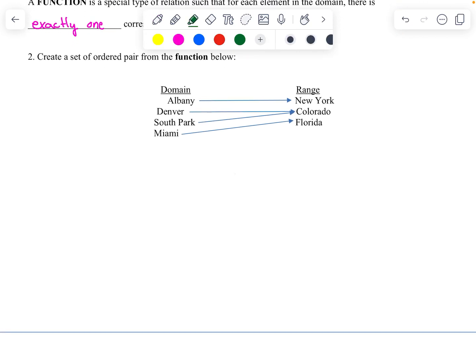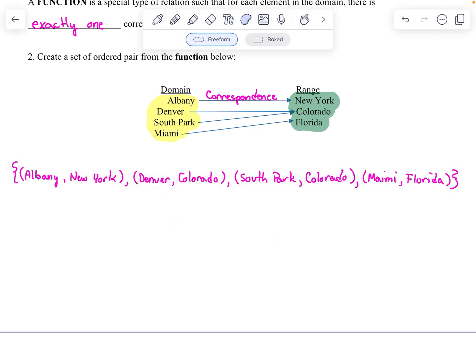In this example, the domain is now the four cities. So Albany, Denver, South Park, Miami. And the range is now the states, New York, Colorado, and Florida. And notice the arrows that extend from each city to a state. Just like the previous example, these arrows represent a correspondence. And we can write these correspondences using ordered pairs, and that would look like this.